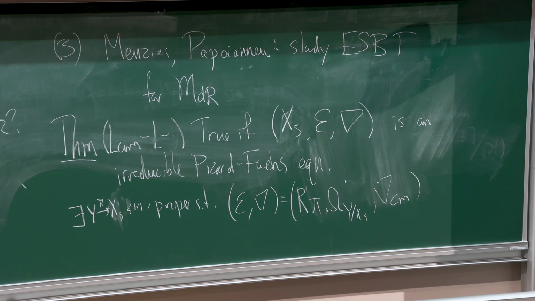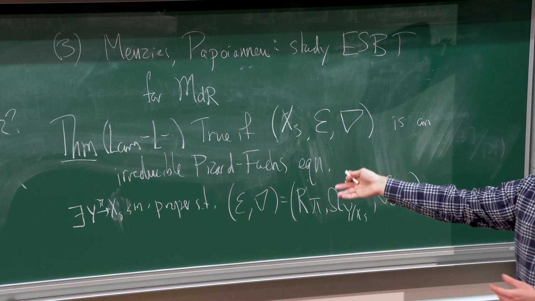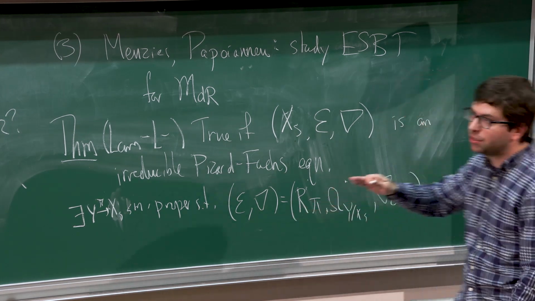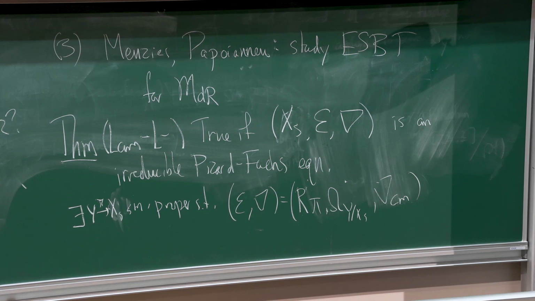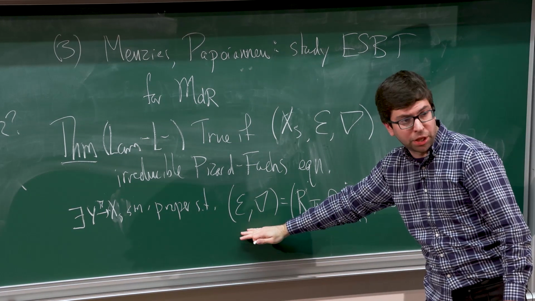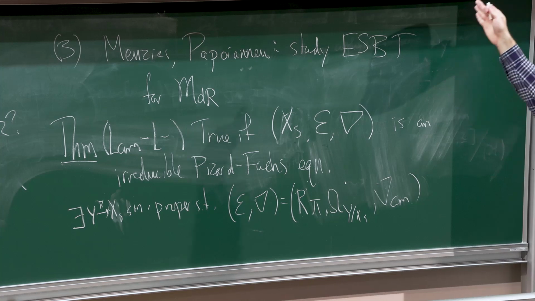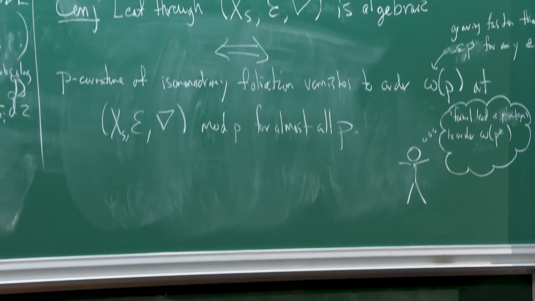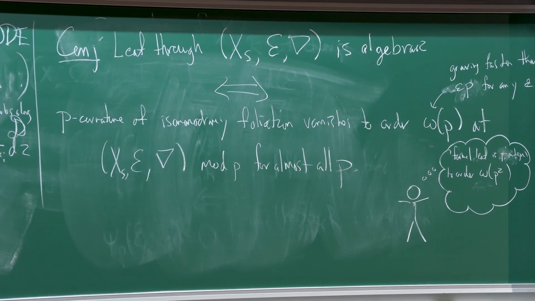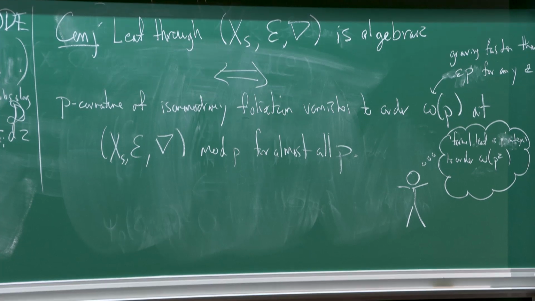Maybe let me make a remark. You could ask how this is different from Katz's theorem. Certainly, if E nabla has vanishing p-curvature, then it's not so hard to see that the hypothesis is satisfied. But this hypothesis, that the p-curvature of the isomonodromy foliation vanishes, is much, much weaker. It's very easy to write down examples of Picard-Fuchs equations where the hypothesis of this theorem is satisfied, but not that of Katz's theorem. For example, if you take any x to s and any Picard-Fuchs equation on x, that will give you such an example.